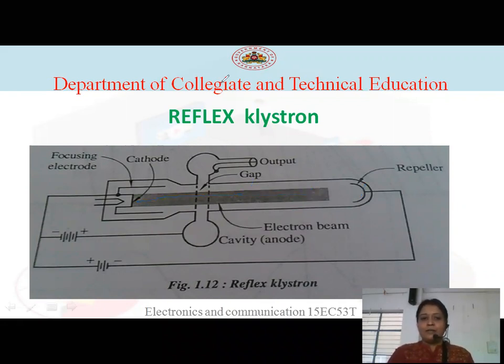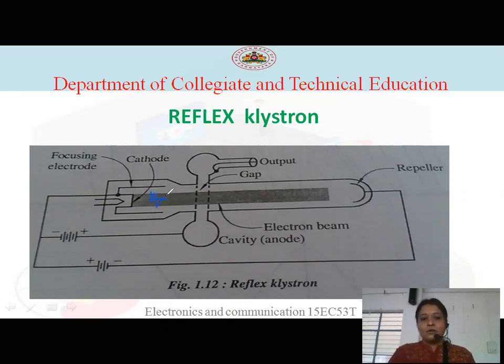Now what will happen? As we have explained, this is the oscillator. Oscillator means there is no input signal. We should only take the output here. We have not applied any input. But initially, to generate the oscillations, we should assume that one small noise signal will be available in the circuit.